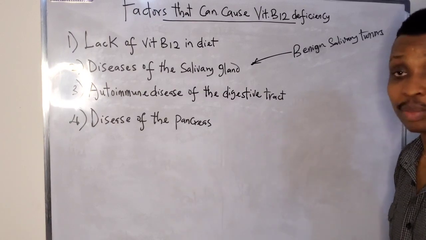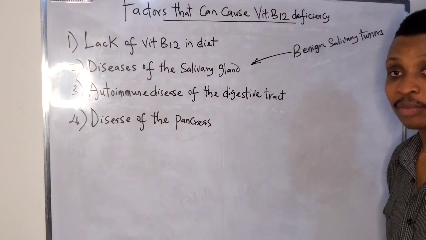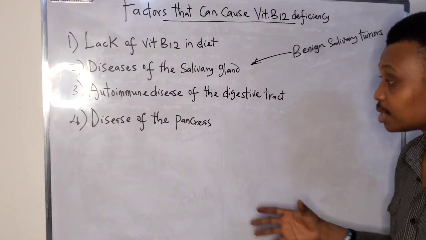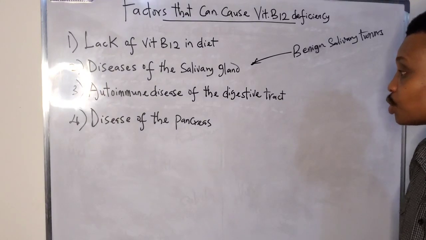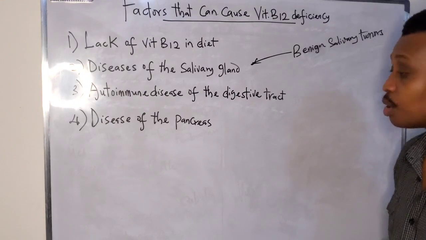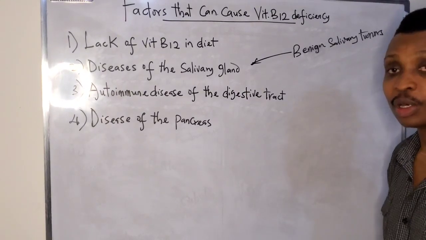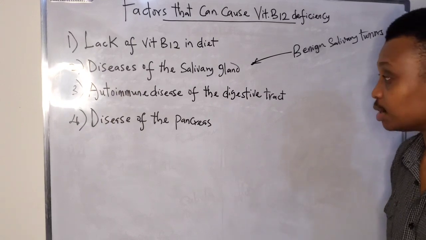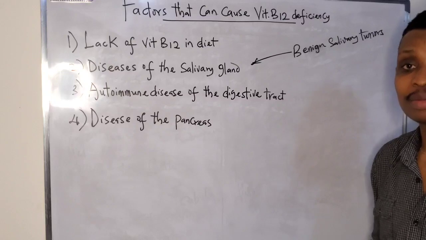And another thing is disease of the pancreas. Okay, the pancreas has a major role to play. The acinar cells of the pancreas secrete pepsinogen into the duodenum. And so if there is a disease of the pancreas such as pancreatitis or cancer of the pancreas, of course the pancreas will not function effectively, and that can as well lead to vitamin B12 deficiency.